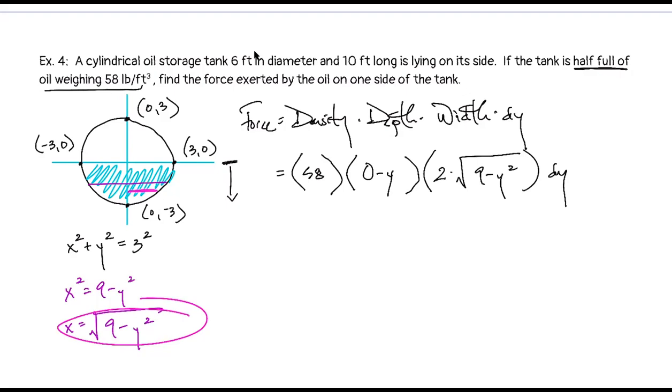I'm a little bit confused. Okay, which part can I clarify for you? So the 10 feet long, where did that go? We're looking at just the force on the side of the tank, so we're not taking into account the 10.